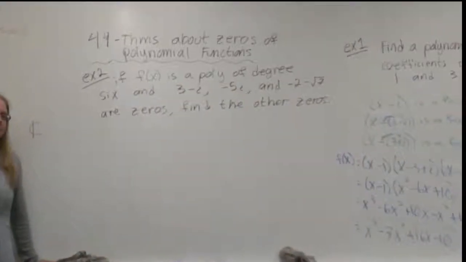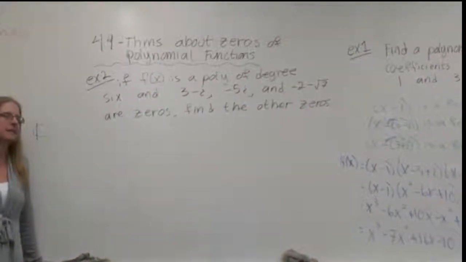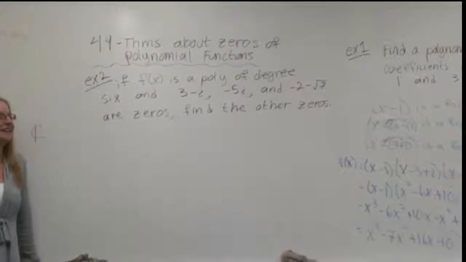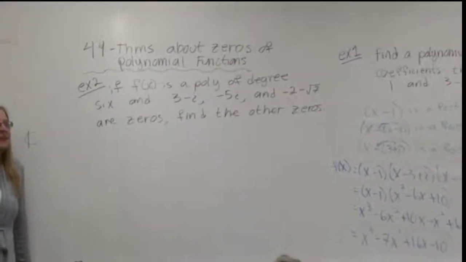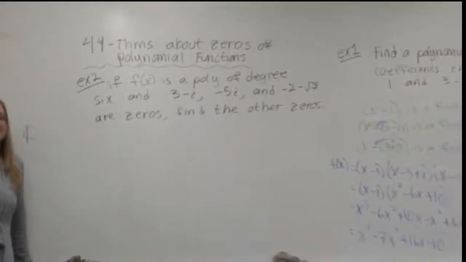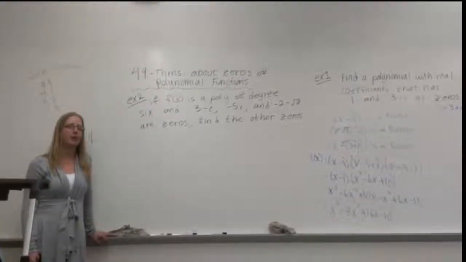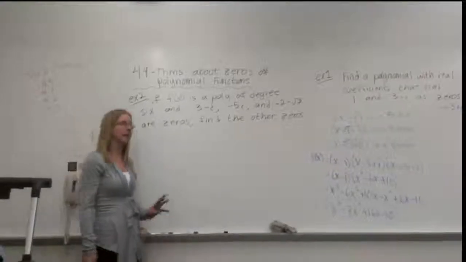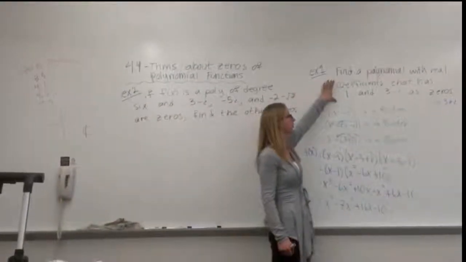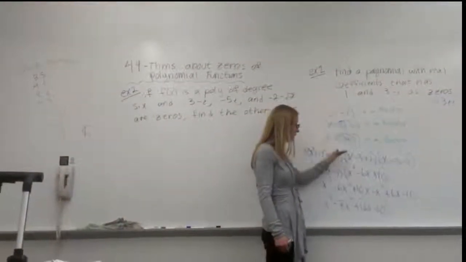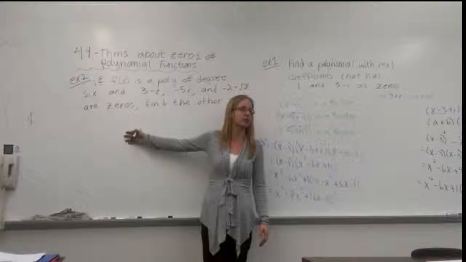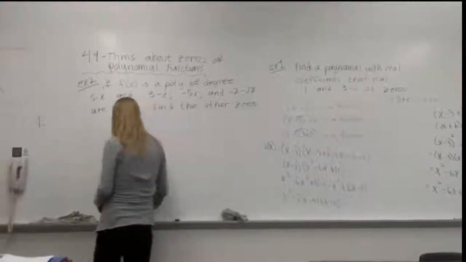What does the direction say? f of x is a polynomial of degree 6 and so on, and these are the zeros; find the other zeros. So the question is to find the other zeros, right? Did I ask you to find the polynomial? No. So don't multiply it out unless I've asked you to. Here I asked you to find the polynomial, so I had to multiply it out. Here I am just asking you to find the other zeros. So you're just finding the other zeros.